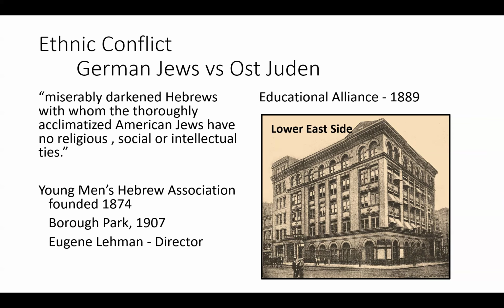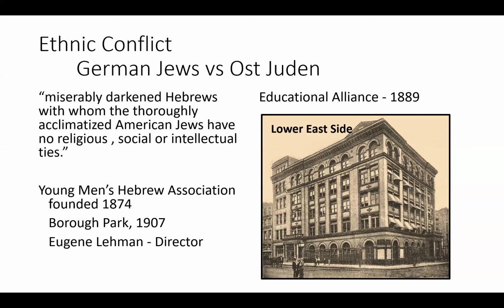In fact, one of them, in describing the Jews of the Lower East Side and the Eastern European Jews, described them as miserably darkened Hebrews with whom the thoroughly acclimatized American German Jews have no religious, social, or intellectual ties. Many of them even denied that they were actually Jews.